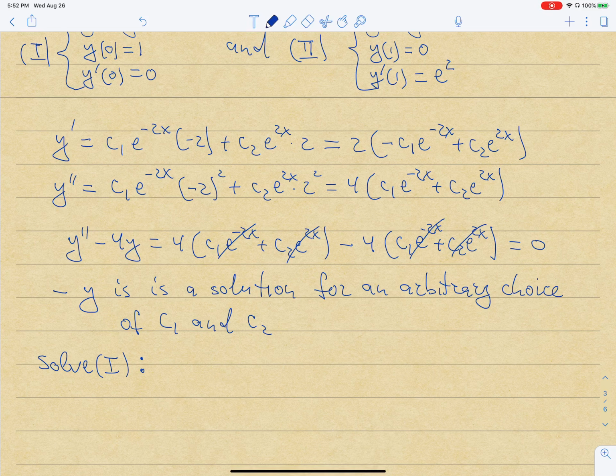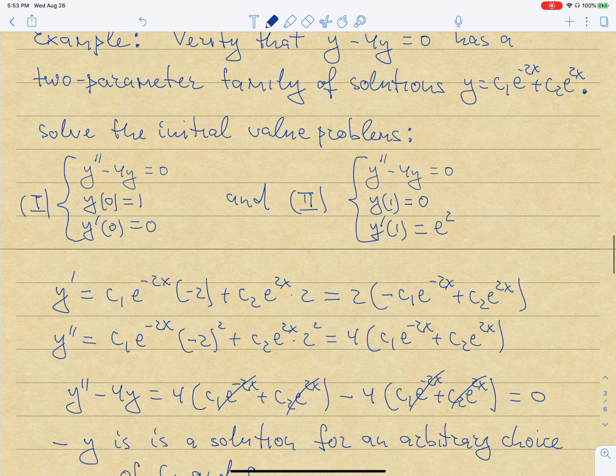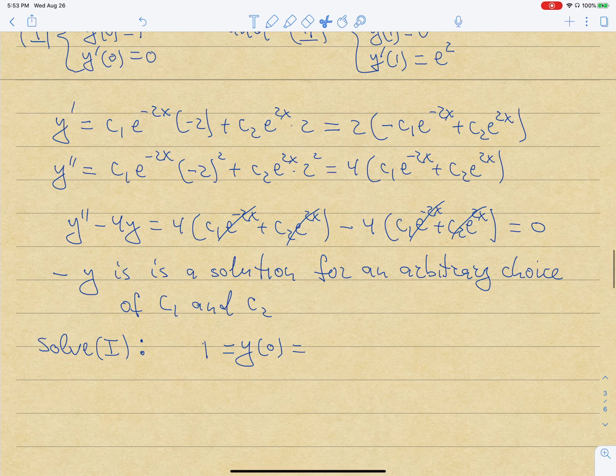All right, so what do we know? That in problem number 1, we want to have y of 0 equal to 1 on one hand. And on the other hand, y of 0 is this expression computed at 0. So this should be C1 e to the minus 2 times 0 plus C2 e to the 2 times 0. E to the 0 is 1, so this should be C1 plus C2.